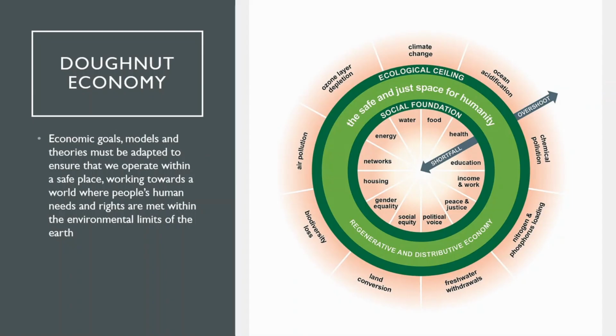The other new economic system, which is also gaining prevalence, is the idea of a donut economy, which focuses really on ecology. The economic goals and models and theories must be adapted to ensure that we operate within a safe place, working towards a world where people's human needs and rights are met within the environmental limits of the earth. So these are just some new ideas, new ways of looking at economics that have become more predominant within the last 20, 30 years.